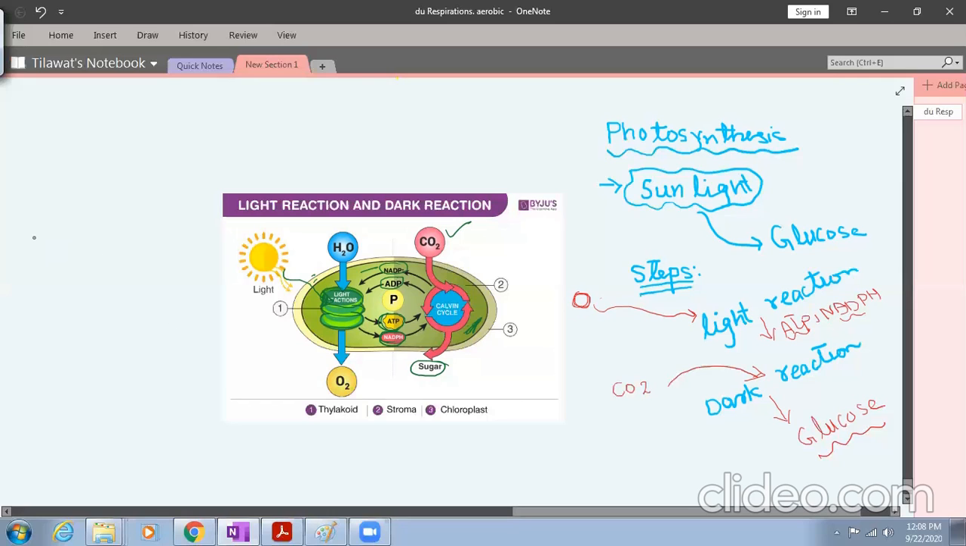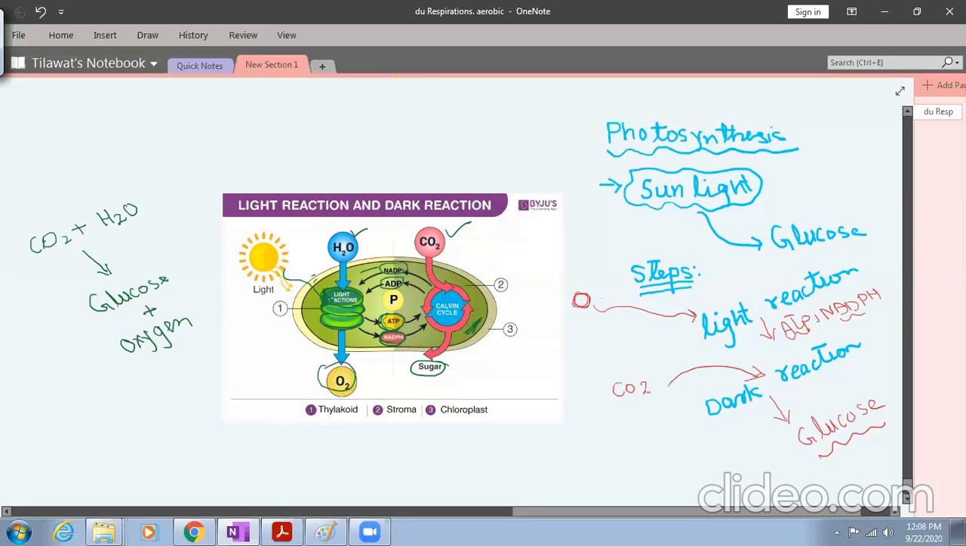The equation for this photosynthesis: we have first carbon dioxide plus water. So this water is actually providing electrons, as we will see now in the step of light reaction. Both combined, they will form glucose plus oxygen. So this is the oxygen. I hope up to here this is clear.